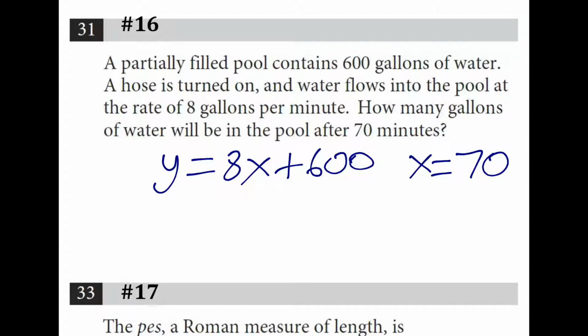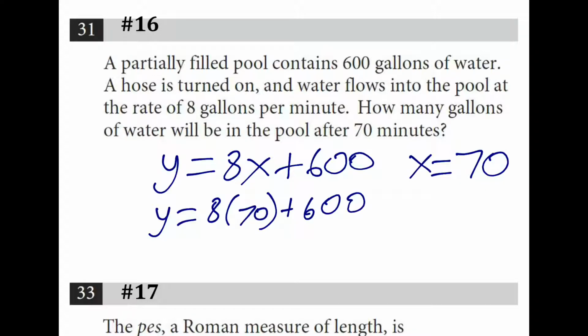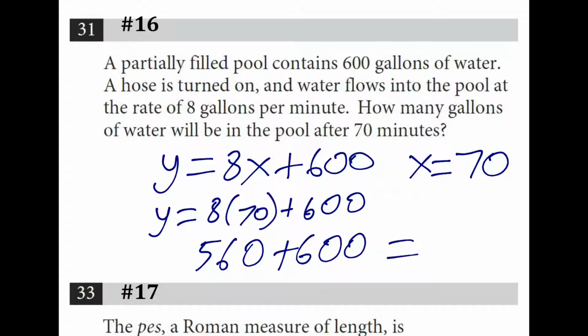To phrase this in y equals mx plus b, we can identify our slope, m, as 8 gallons per minute. Our b value, or our y-intercept, is 600 gallons because that's how much we start off with in the pool, and our x value, or our time, is 70 minutes. So I plug in 70 for x, and 8 times 7 is 56. We'll add the 0, plus 600, and this gives us 1160.